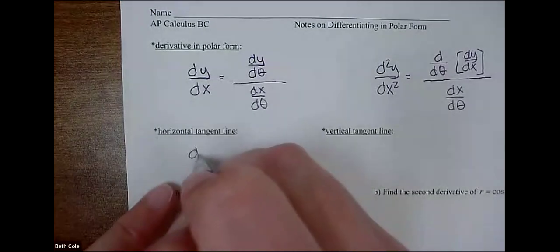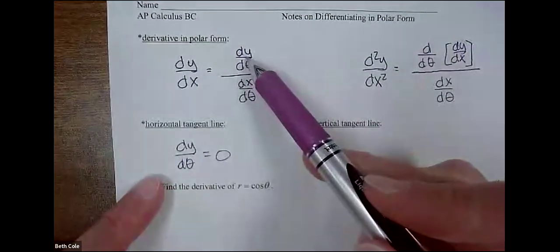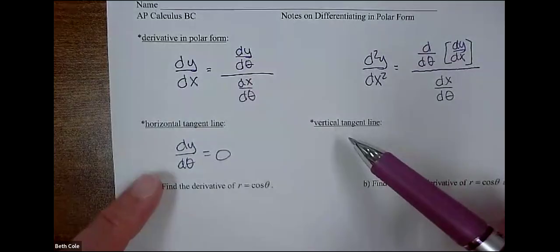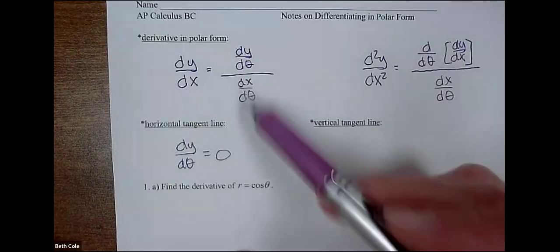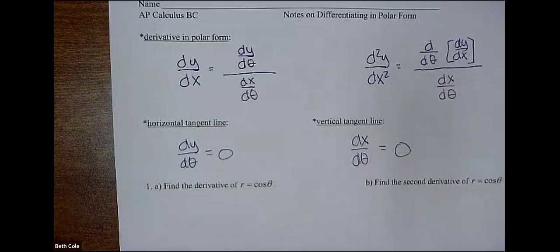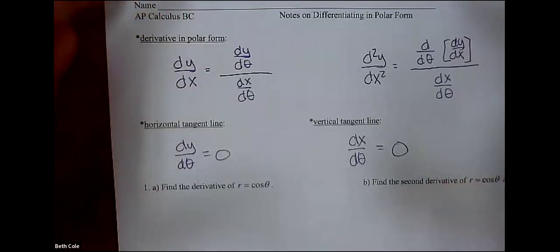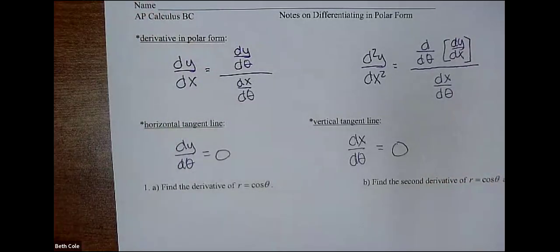A horizontal tangent line is a zero slope. That's going to be when dy/dθ is zero. That's your numerator. And vertical is whenever you have a zero denominator. So that is going to be when dx/dθ equals zero. And again, if you go back and look at your parametric notes, we wrote all of this exactly except with t instead of theta. I wish I could talk today, but theta is like lisping to begin with.